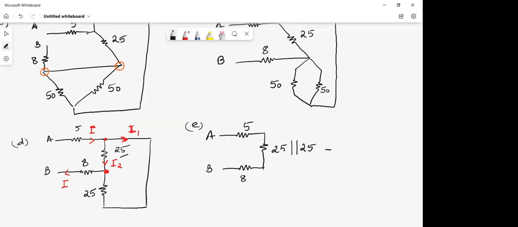So 25 parallel 25 is nothing but half of that. It is 12.5. Now all of them are in series. Some of you had already got the answer. All of them are in series, that is 25.5 ohms.